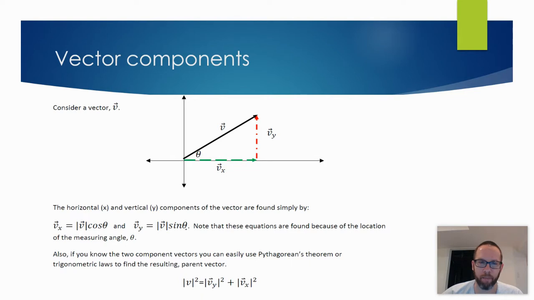And just using some simple trigonometry like SOHCAHTOA, because vx is adjacent to the angle theta, you would get its magnitude using cosine, and it's just hypotenuse times cosine theta. So magnitude of v times cosine theta. That's the adjacent side, so that's where the cosine comes from. And in a similar way, vy is the opposite side. So you would use sine to get that value, and it would be the magnitude of v times sine theta.